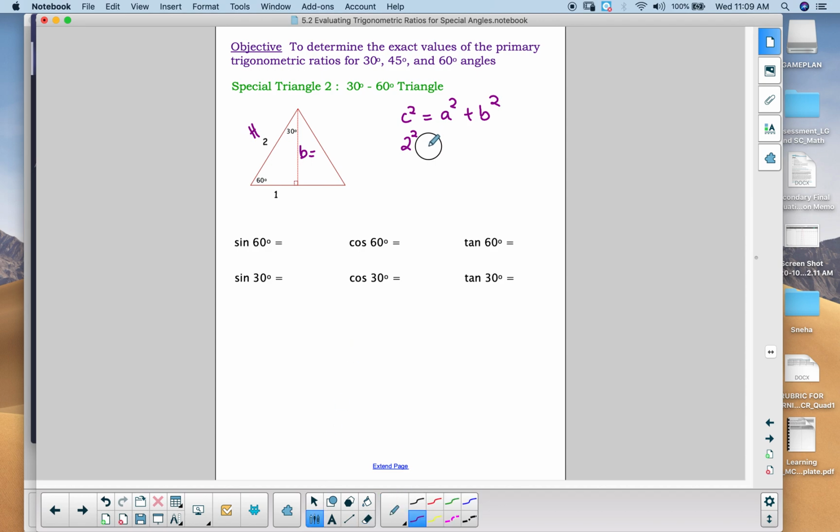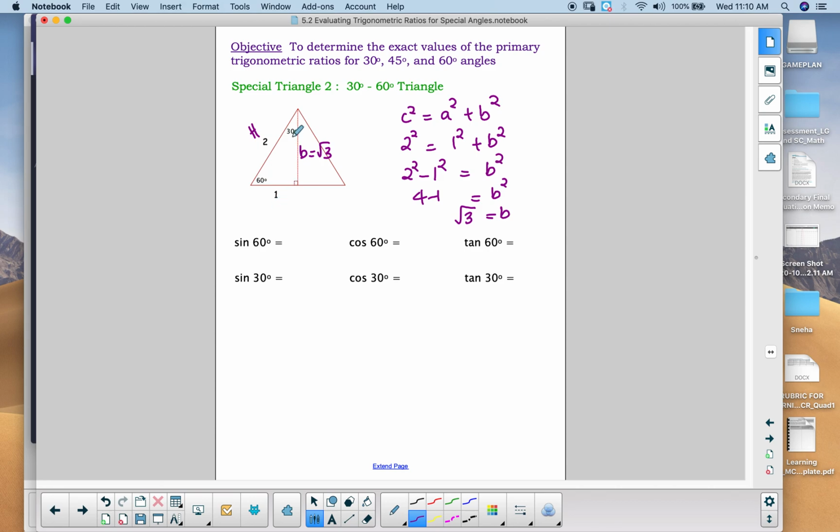So we're going to use 2 squared equals 1 squared plus b squared, and we want to find the length of this leg, b. Rearranging, we get b squared equals 2 squared minus 1 squared, and b squared equals 4 minus 1. So b will be equal to the square root of 3. That gives us the length of this leg, and using those numbers, we're going to find the sine, cosine, and tangent of 60.